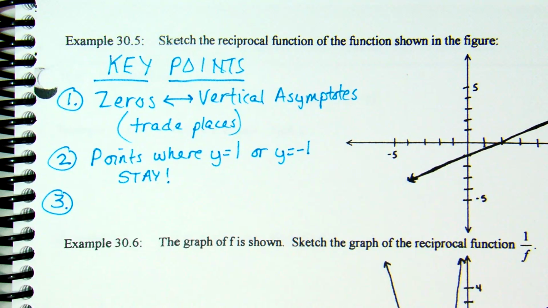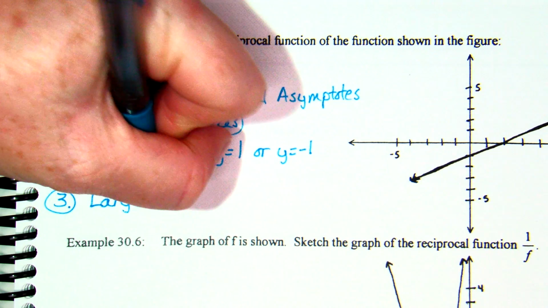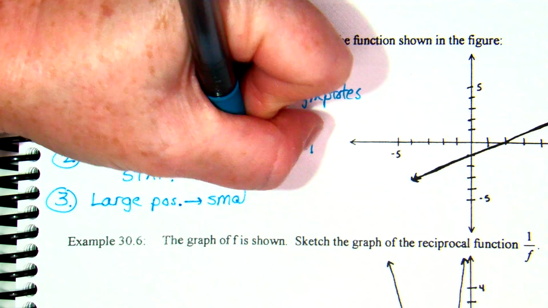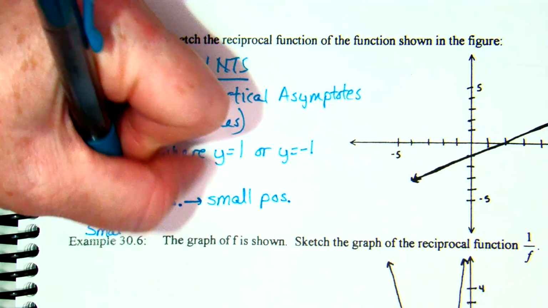And point 3. Large positive values will become small positive values, and small positive values will become large positive values. Okay, so let me write it down. Large positive values will become small positive values. Small positive values become large positive values.